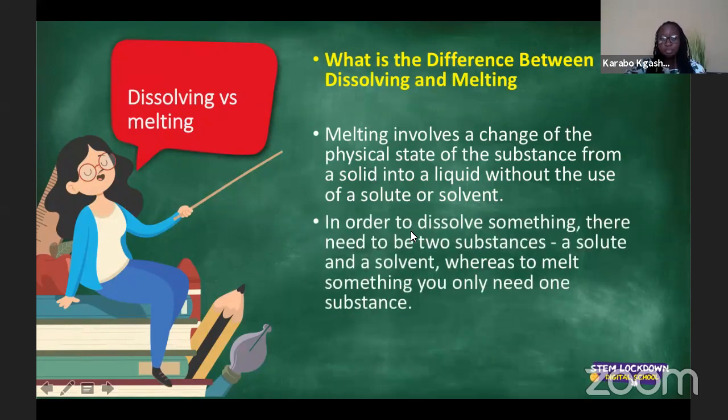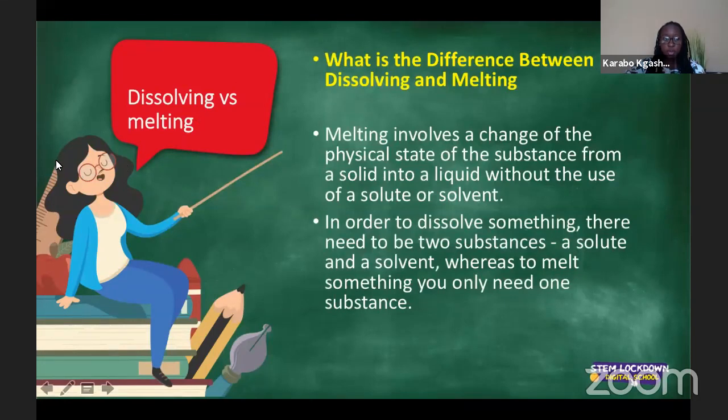All right. Now, in order to dissolve something, there needs to be 2 substances, a solute and a solvent. Whereas to melt something, you only need 1 substance. So now we know to dissolve, we need a solute and a solvent, but to melt, we don't need any other substance, just on its own. All right.